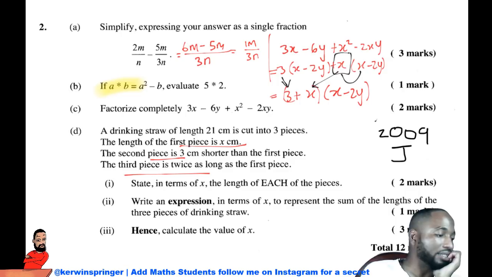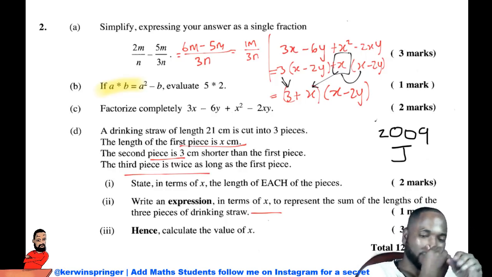First piece is x. Let's see what the first question is asking us. Let's read through the question. State in terms of x the length of each of the pieces. Write an expression in terms of x to represent the sum of the lengths. So I'm gonna do the first part and just write it here.